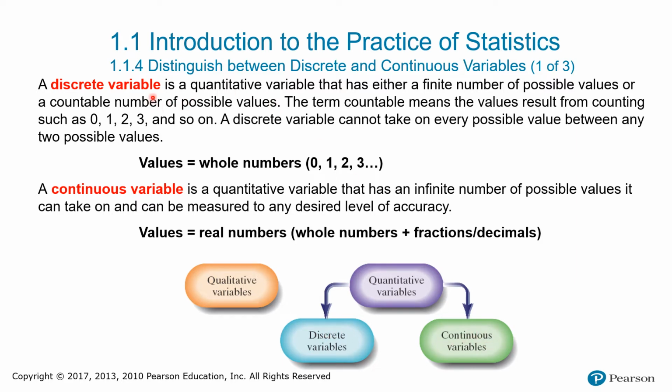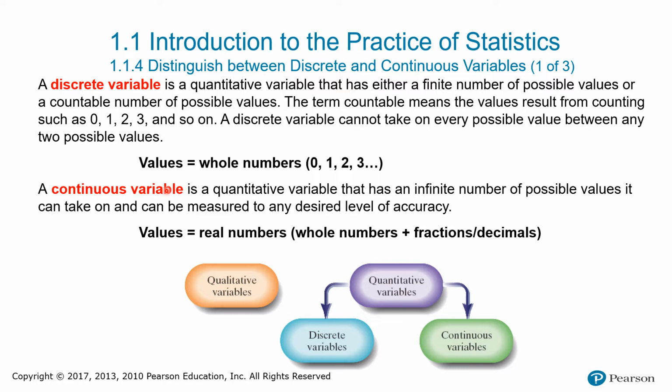And so a discrete variable is a quantitative variable that has either a finite number of possible values or a countable number of possible values. The term countable means the values result from counting such as 0, 1, 2, 3, and so on. A discrete variable cannot take on every possible value between any two possible values. All that means is when we're talking about discrete variables, we're talking about whole numbers, 0, 1, 2, 3, okay?